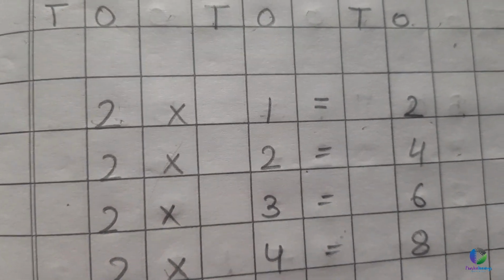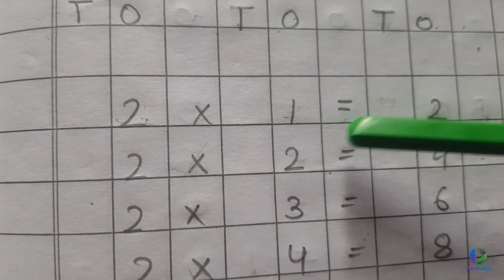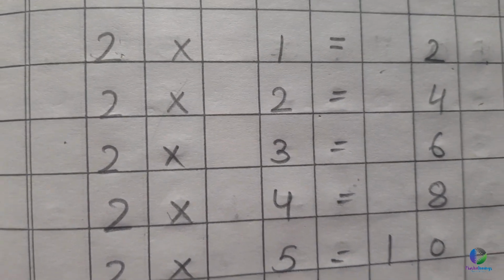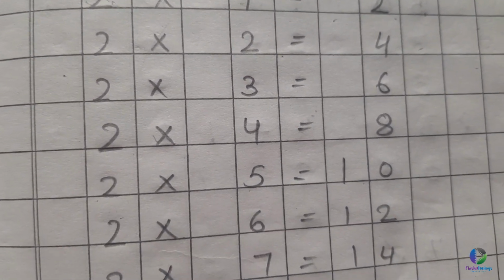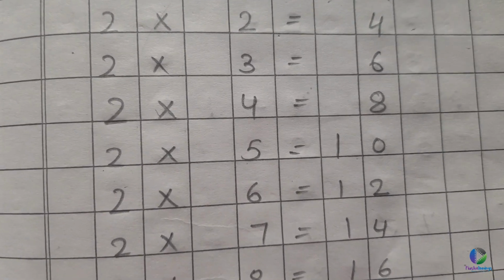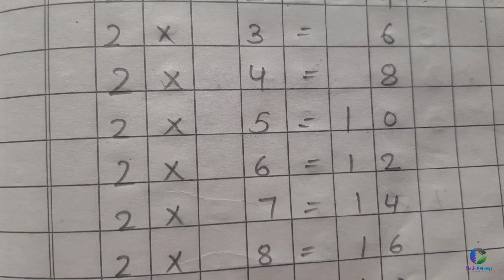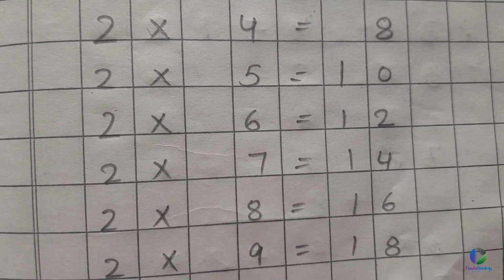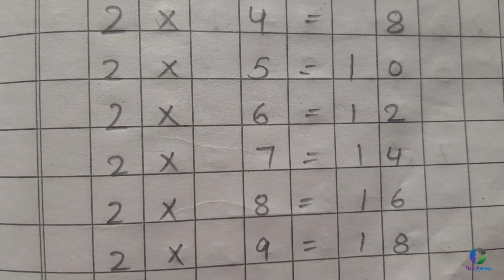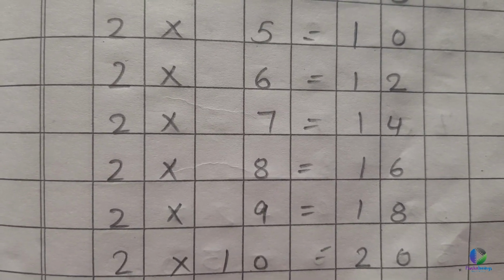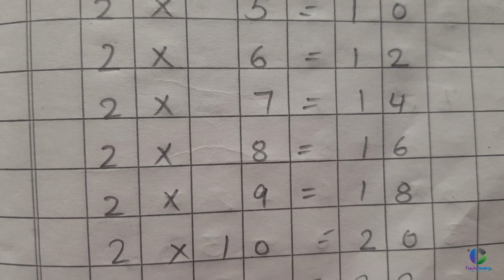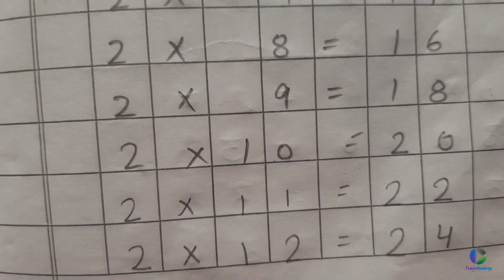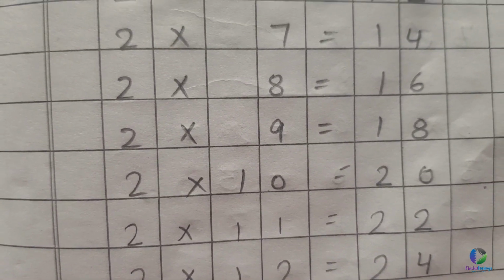2 ones are 2. 2 twos are 4. 2 threes are 6. 2 fours are 8. 2 fives are 10. 2 sixes are 12. 2 sevens are 14. 2 eights are 16. 2 nines are 18. 2 tens are 20. 2 elevens are 22. 2 twelves are 24.